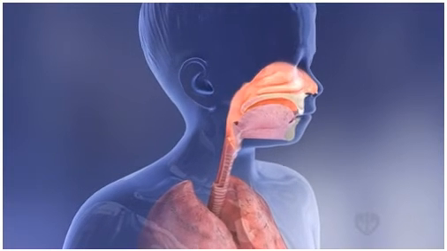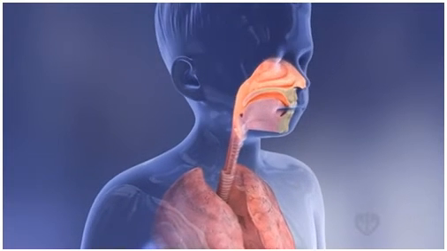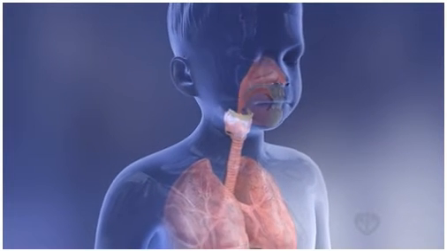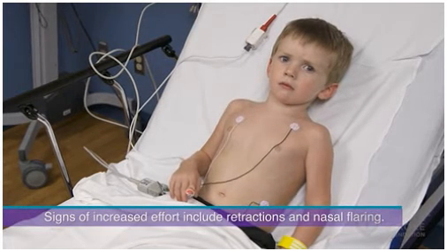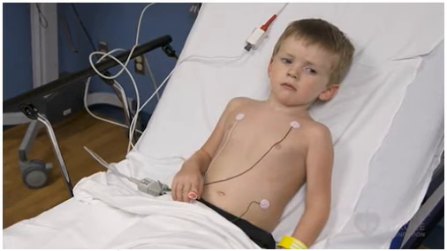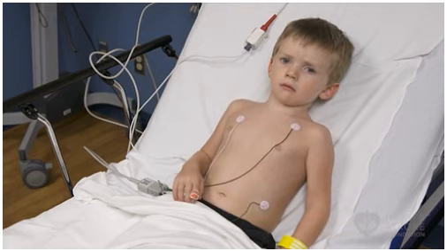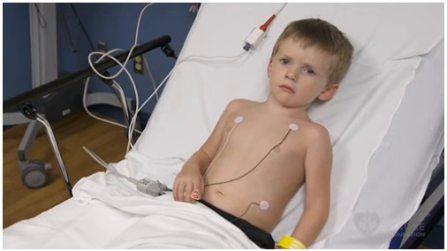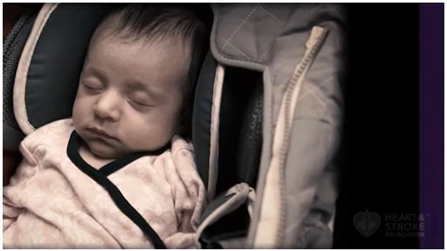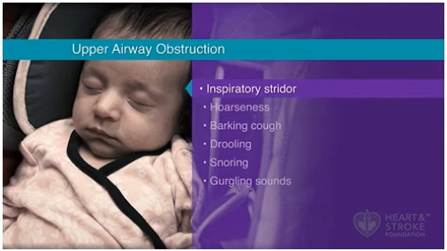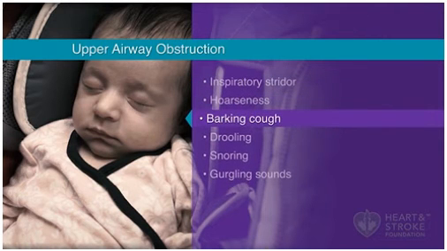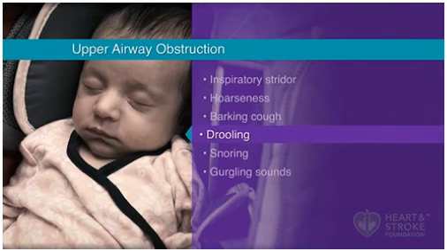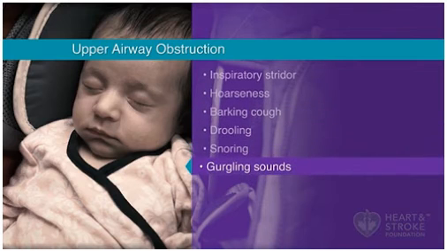The child with upper airway obstruction, such as croup, typically has increased respiratory rate and effort. Signs of increased effort include retractions and nasal flaring. Retractions occur in children because of their increased chest wall compliance and the negative intrathoracic pressure. The child with upper airway obstruction often has inspiratory stridor, a high-pitched inspiratory sound, hoarseness, and a barking cough. Other signs of upper airway obstruction may include drooling, snoring, or gurgling sounds.